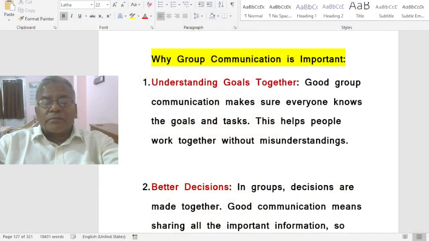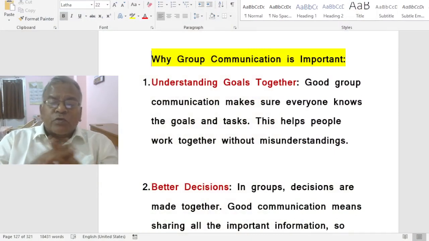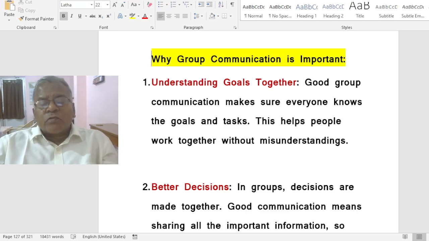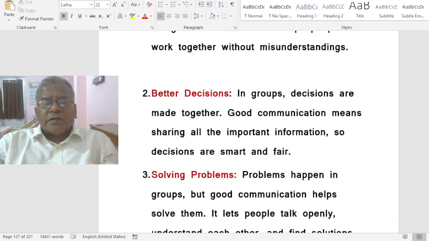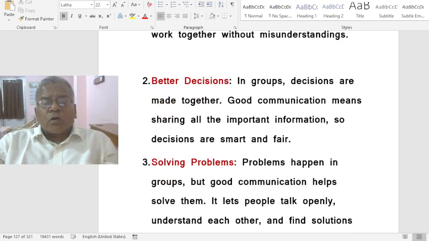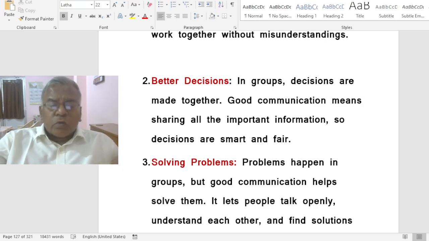Let us straight away enter into the topic. Why is group communication important? Understanding goals together. Good group communication makes sure everyone knows the goals and tasks. This helps people work together without misunderstandings. Better decisions. In groups, decisions are made together. Good communication means sharing all the important information so decisions are smart and fair.